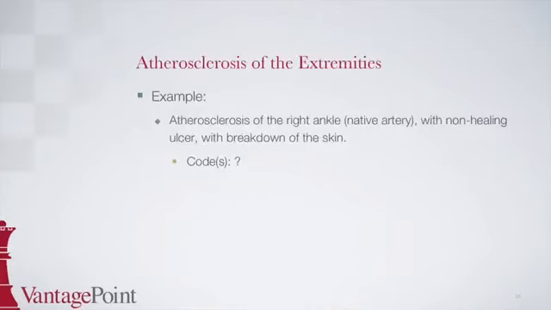For our last example, documentation states atherosclerosis of the right ankle, native artery, with non-healing ulcer with breakdown of the skin. How would you code this? Please pause the webinar to complete this example and then hit play to continue and learn the answer.